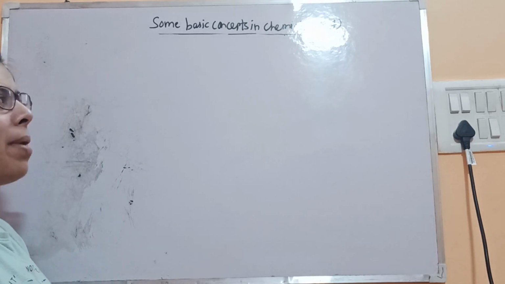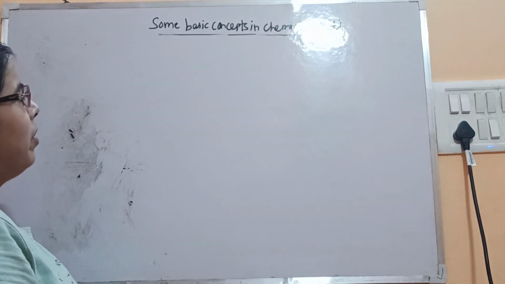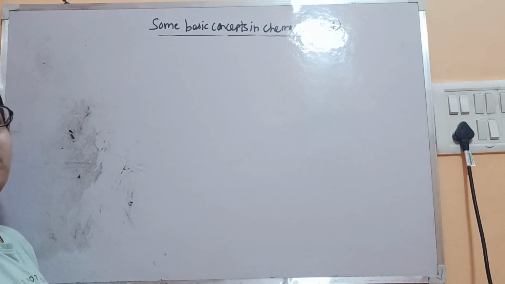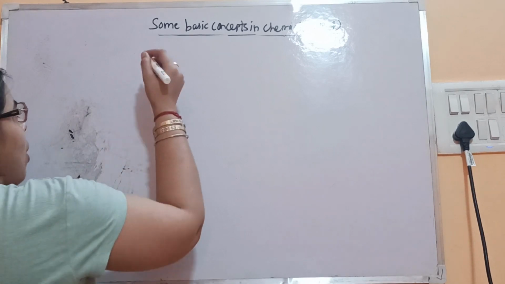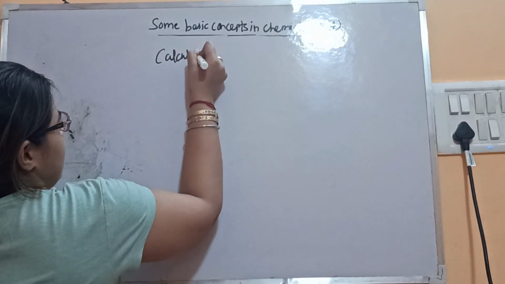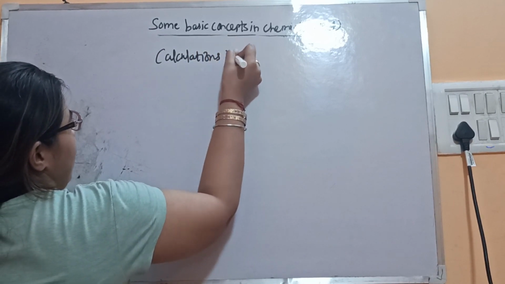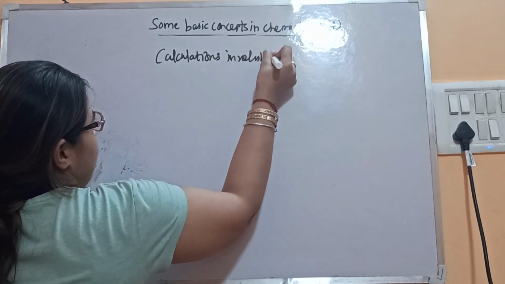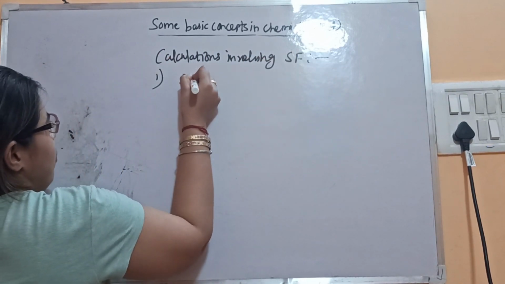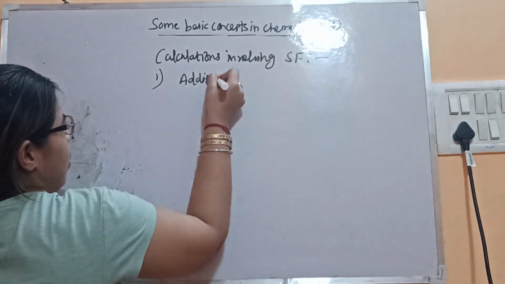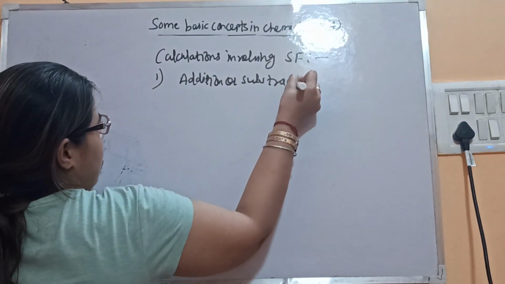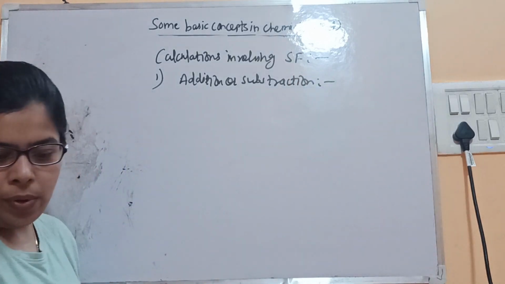Hello students, welcome back. So we were discussing significant figures and we have seen the rules for how to predict the significant figures present in a given number. Now we'll see the calculations involving significant figures. First is addition and subtraction. What is the rule? Let's see the rule.